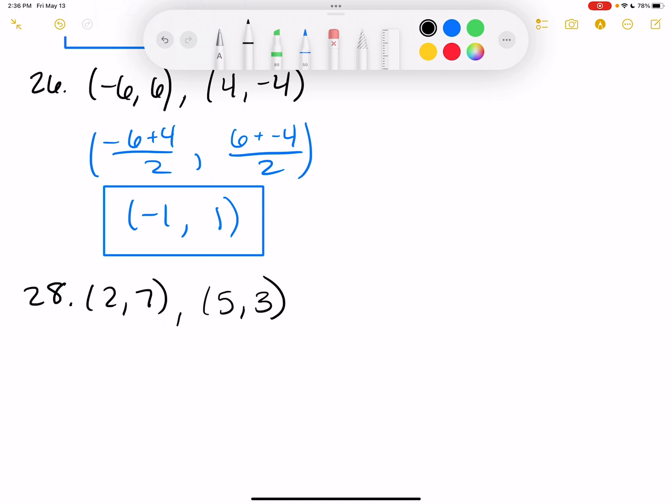Wait, that's a fraction. Do I just leave it how it is if it's a fraction? If it's odd on top, you can just leave it as a fraction. Yeah, that's fine. So it's like 7 over 2. Okay. 7 over 2. Oh, that's what I got.